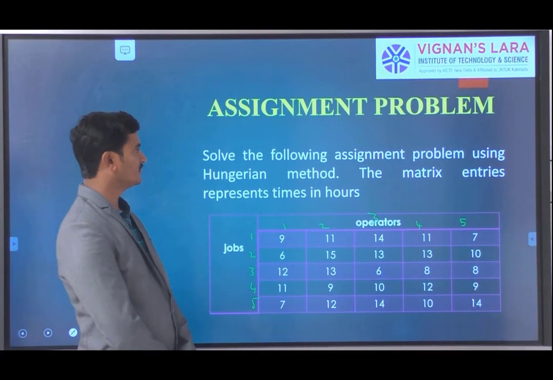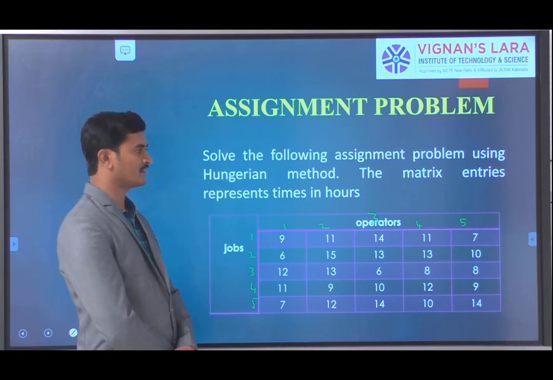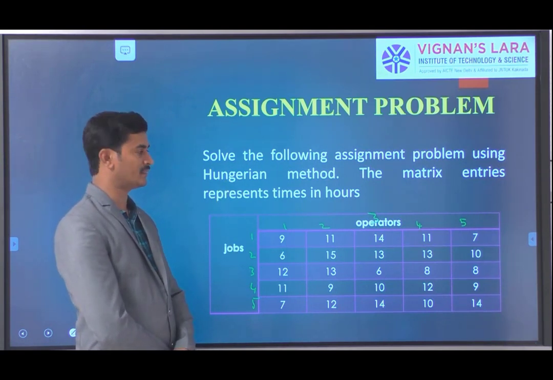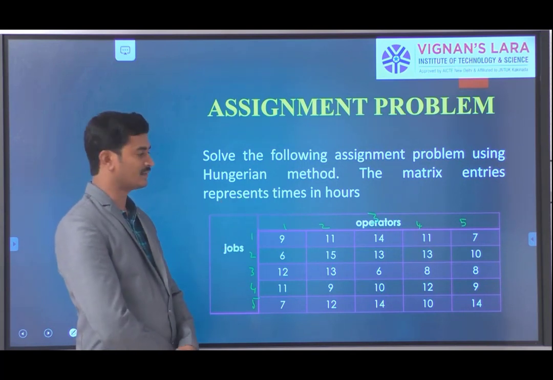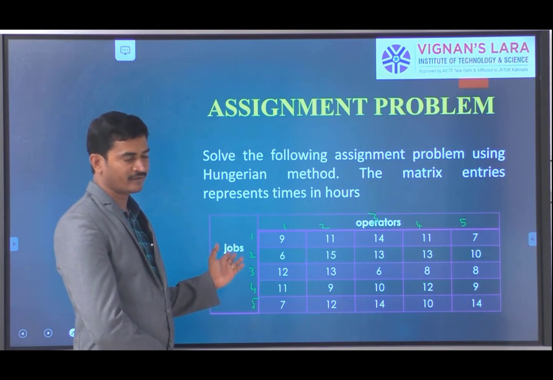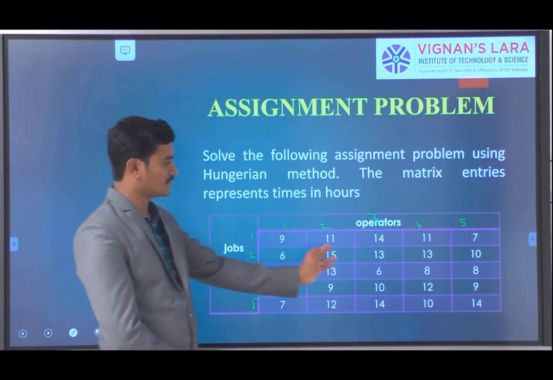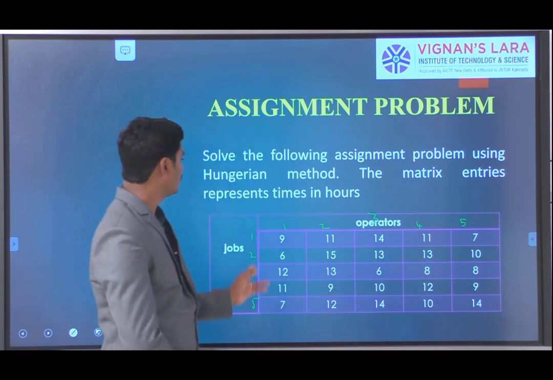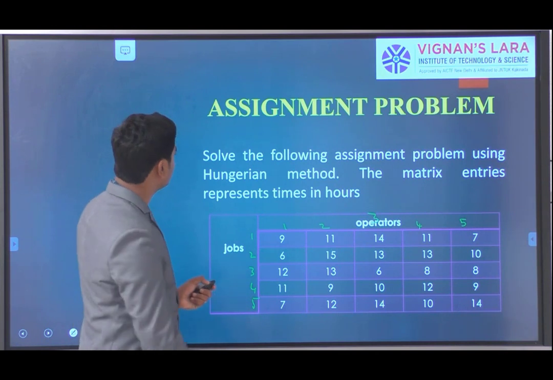Today we are going to discuss the assignment problem. The given problem is to solve the following assignment problem using the Hungarian method. The matrix entries represent times in hours. In this problem, 5 jobs and 5 operators are given, and those timings are also given. In this matrix table these are the timings. The unit is hours. Coming to the solution.